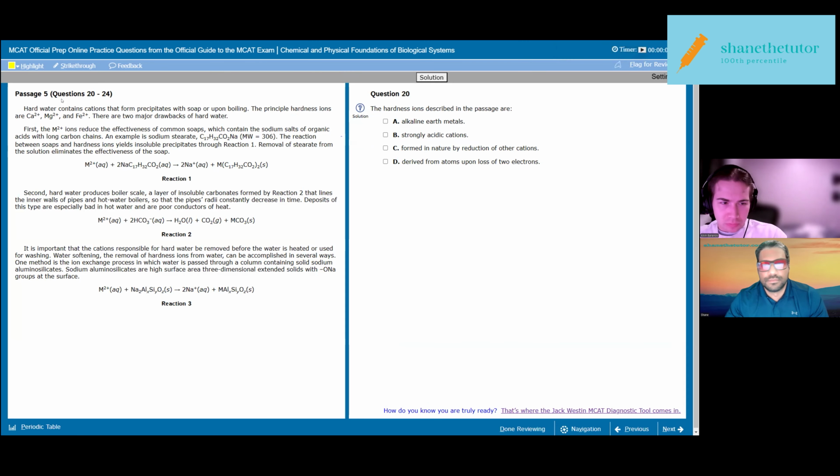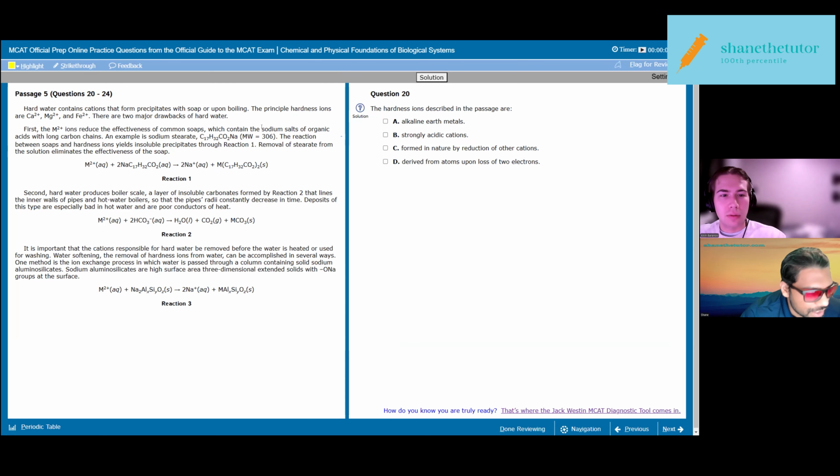All right. Hard water contains cations that form precipitates with soap or upon boiling. The principal hardness ions are Ca2+, Mg2+, Fe2+. There are two major drawbacks of hard water. First, the M2+ ions reduce the effectiveness of common soaps, which contain the sodium salts of organic acids with long carbon chains. So I think soaps is a buzzword.